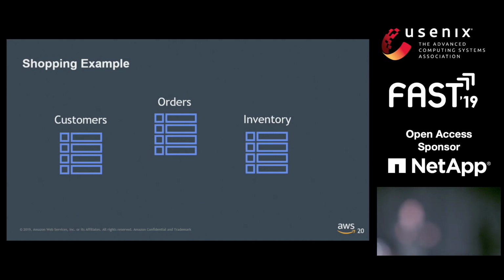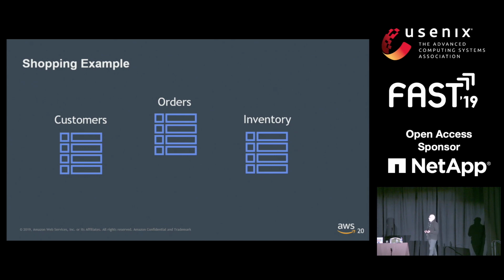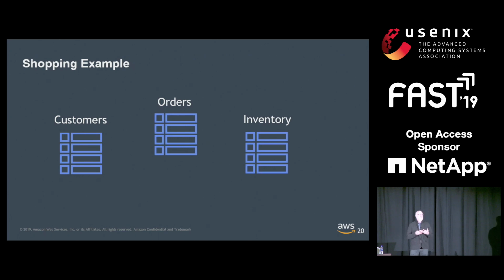So let me give you another example. Here's an example that you think may be more akin to the kind of transactions that we run within Amazon. It's a shopping example. In this example, we have 3 tables. A customers table that stores all information about customers. We have an orders table that has a record in it for every item that's been purchased. And we have an inventory table that says, for each item that's available for purchase, how much of that item is in inventory in the warehouse.